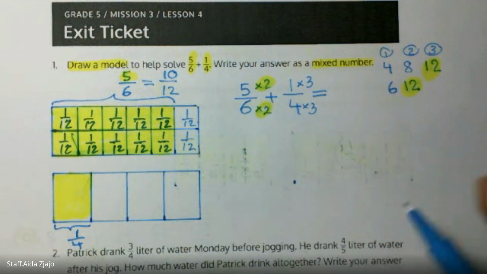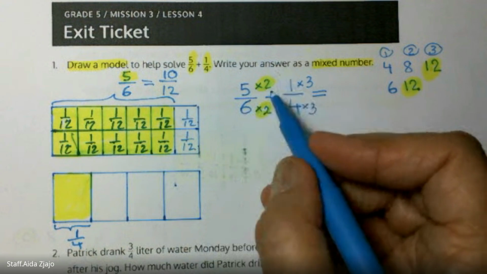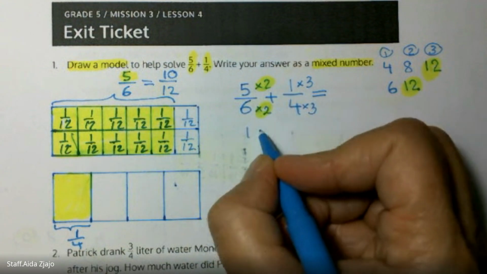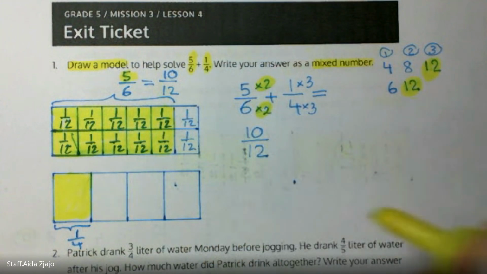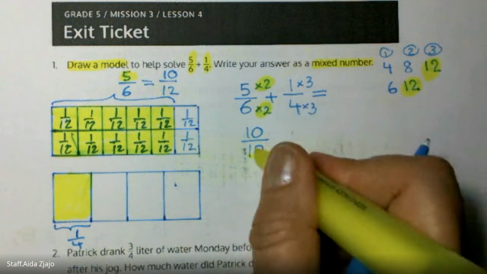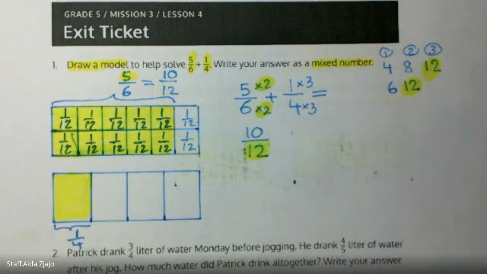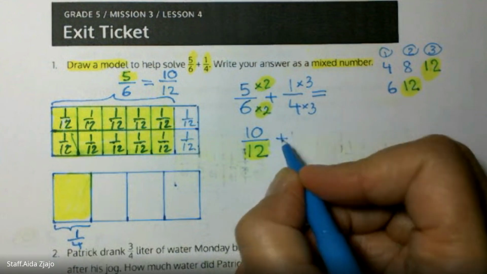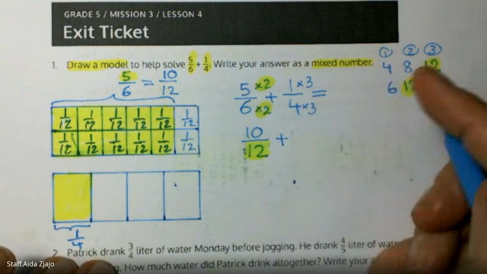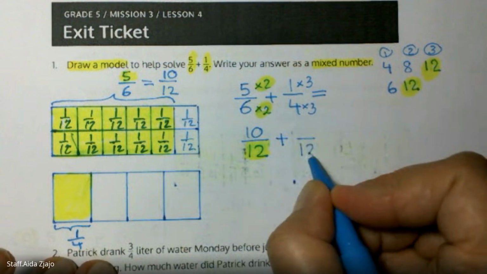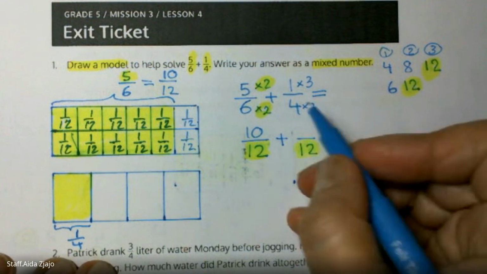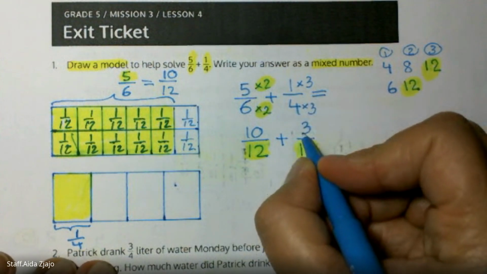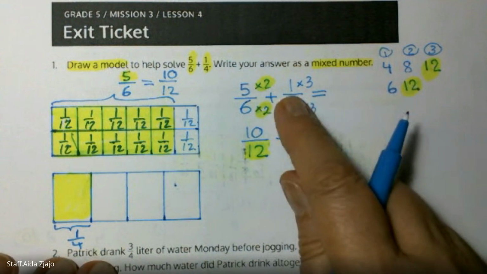Okay, now that's what it's going to be. So 5 times 2 is 10, and 6 times 2 is 12. So now I can see that the bottom is the 12, and I'm going to change the second number to be the 12. So 4 times 3 is 12, and then 1 times 3 is 3. So 3/12s are the same as 1/4.